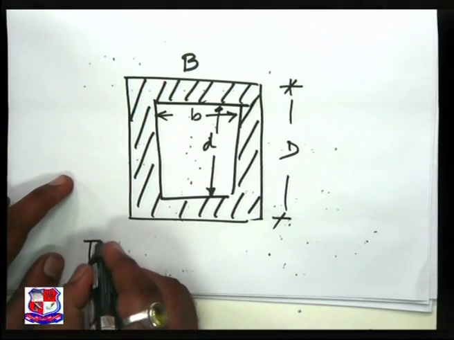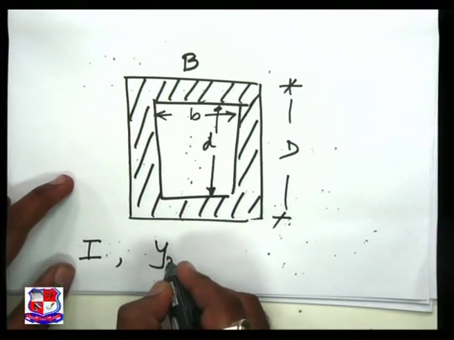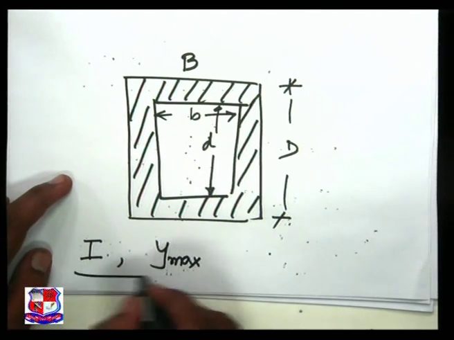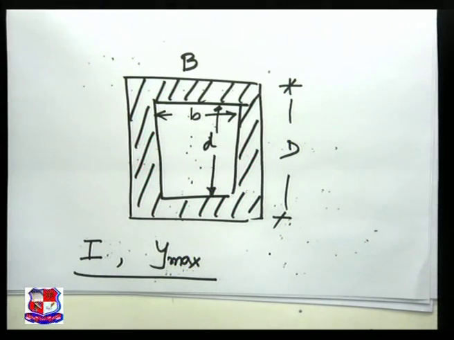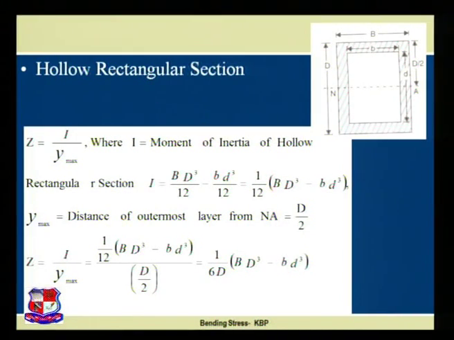We should know I and Ymax. Now, recall the fundamentals. What is the value of I for this one? I is the moment of inertia of the hollow rectangular section. We know that I is equal to BD cube by 12 minus bd cube by 12, and we arrive at 1 by 12 times (BD cube minus bd cube).